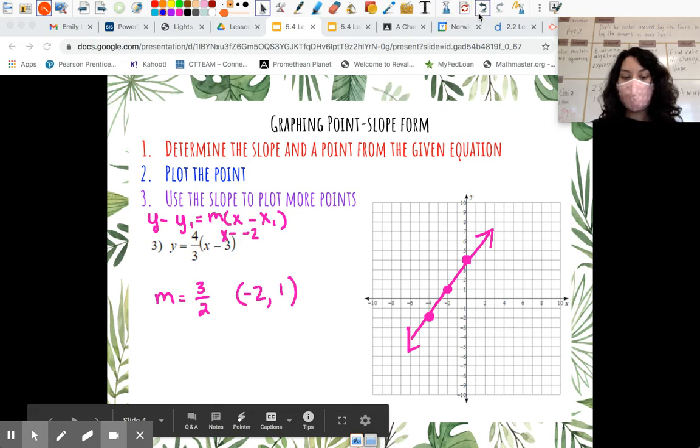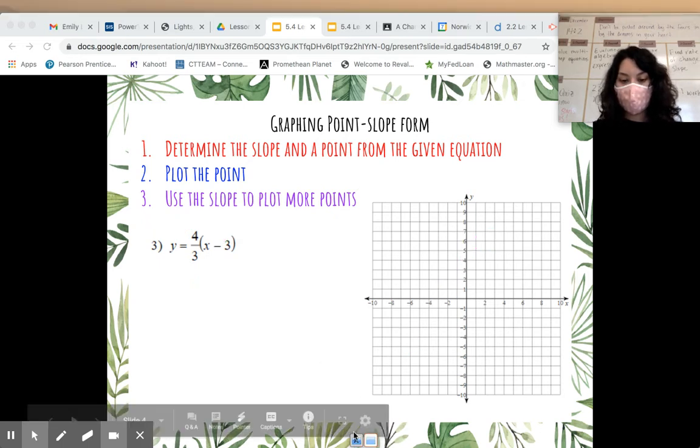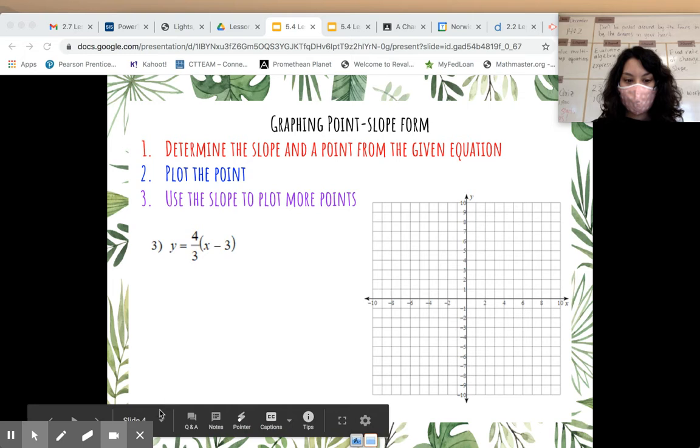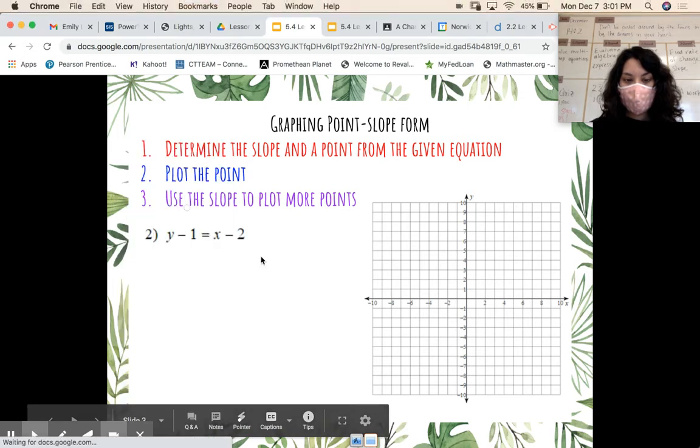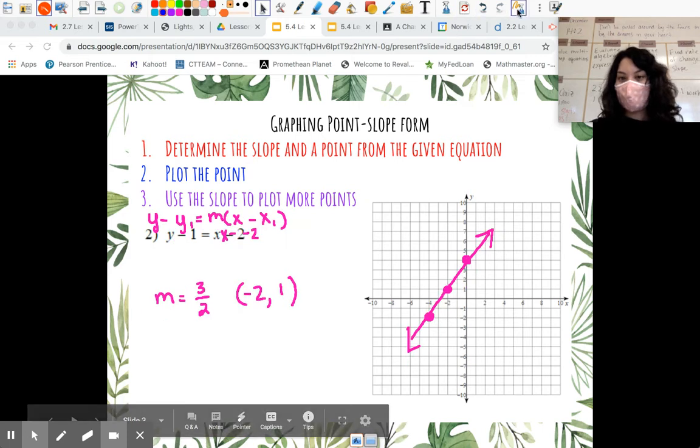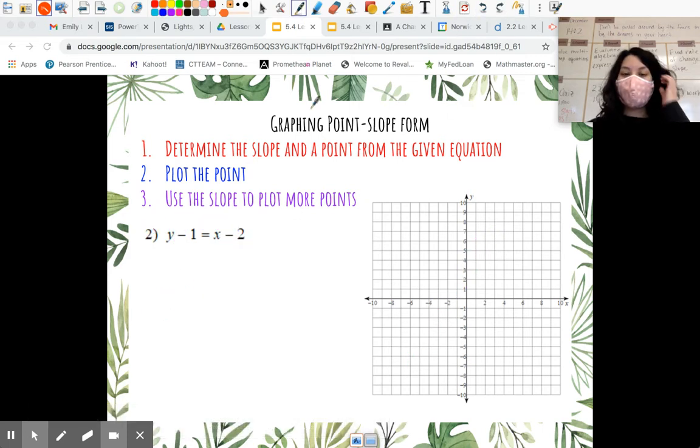Okay, so number 3, I skipped one. There we go, number 2. For number 2, I want to identify the slope. And again, our equation in point-slope form is y minus y1 equals m in parentheses x minus x1. So our slope is the thing that's being multiplied by our parentheses. If we don't see a number by the parentheses, our slope isn't 0. Our slope is understood to be 1.